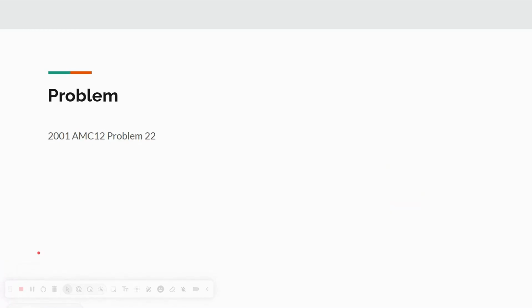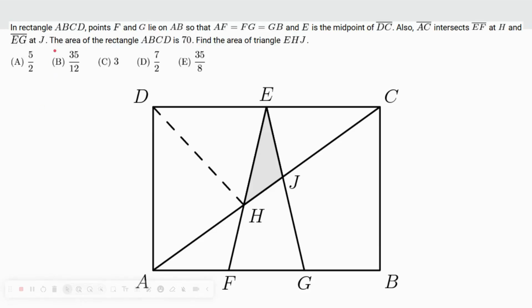So now let's take a look at a problem. That's 2001 AMC 12 problem number 22. Let's look at the problem statement. The problem says, in rectangle ABCD, points F and G lie on line segment AB so that AF is equal to FG is equal to GB, and E is the midpoint of line segment DC. Also, line segment AC intersects line segment EF at H and line segment EG at J.